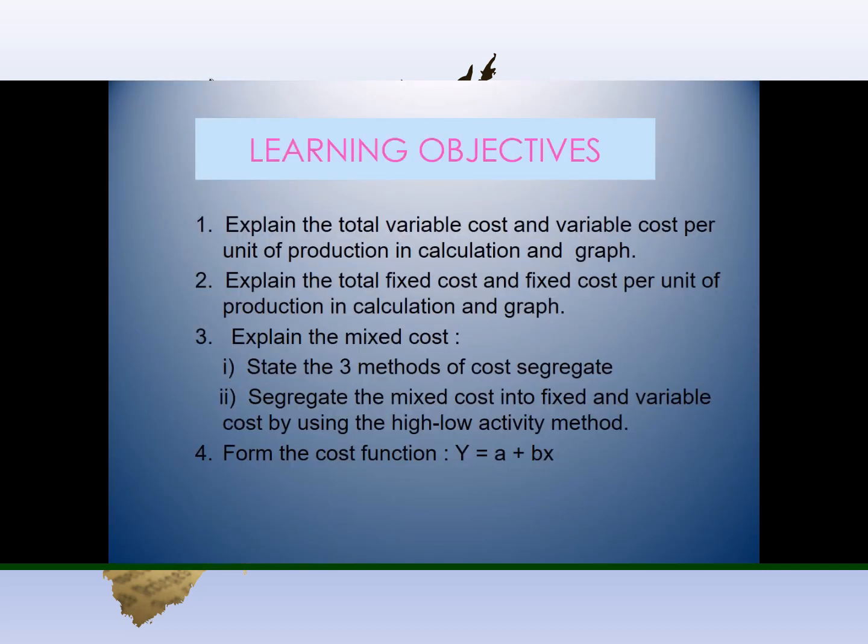Salam sejahtera. Today we are going to discuss chapter 3, Cost Behavior. There are 4 learning objectives of this topic.